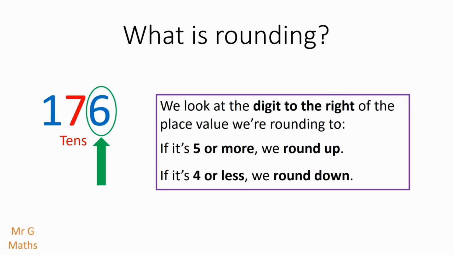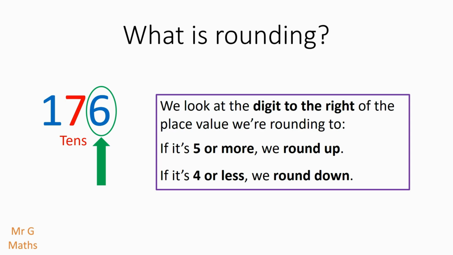If the next digit is 5 or more, we round up, and if it's 4 or less, we round down. That's a really important point that you should write down. If it's 5 or more, we round up. If it's 4 or less, we round down.